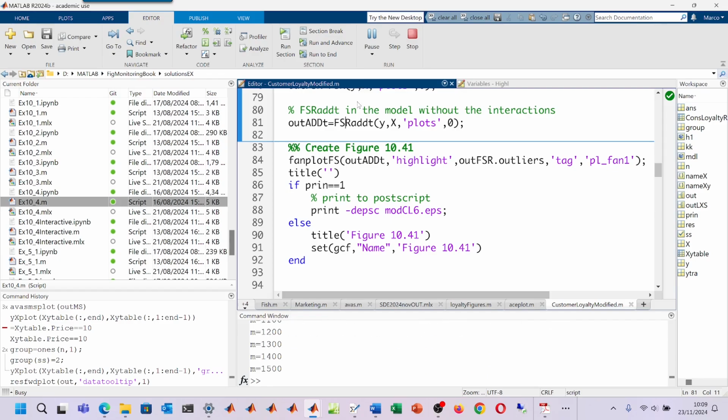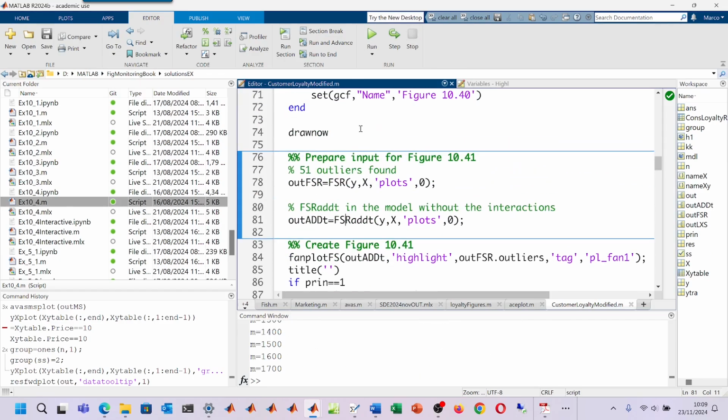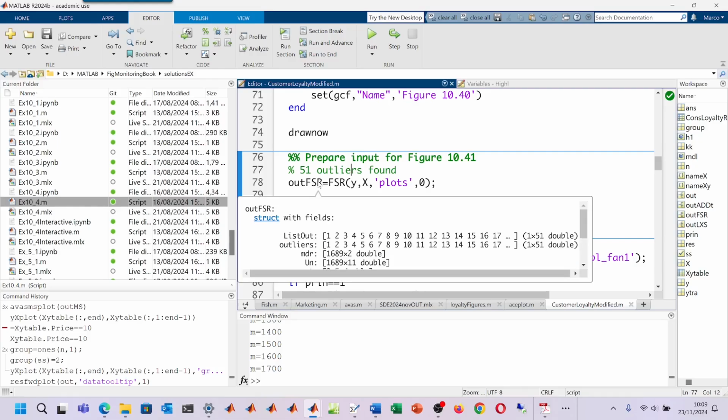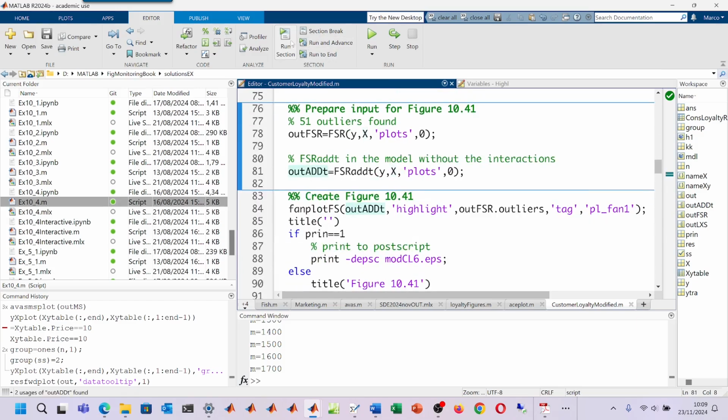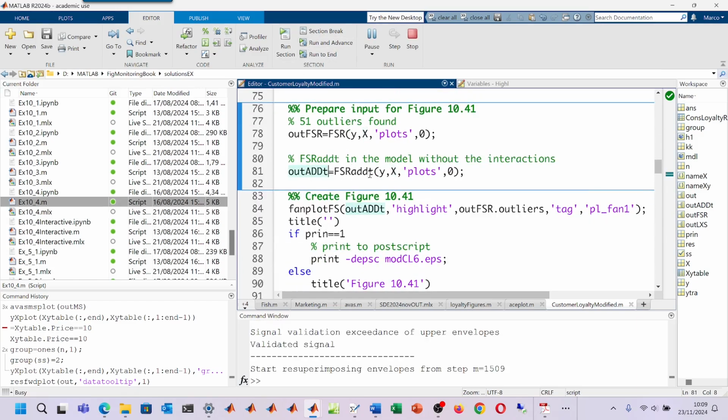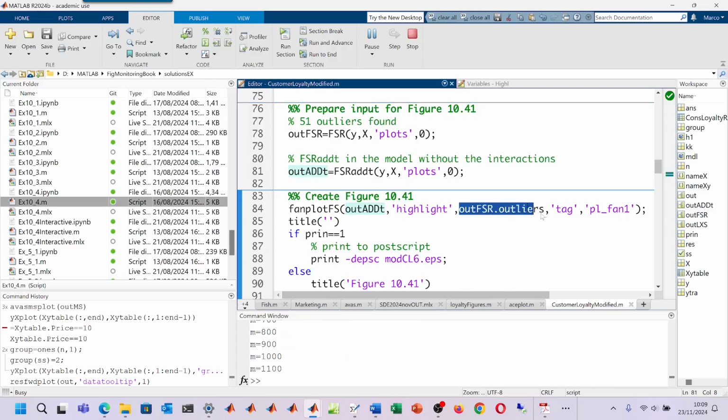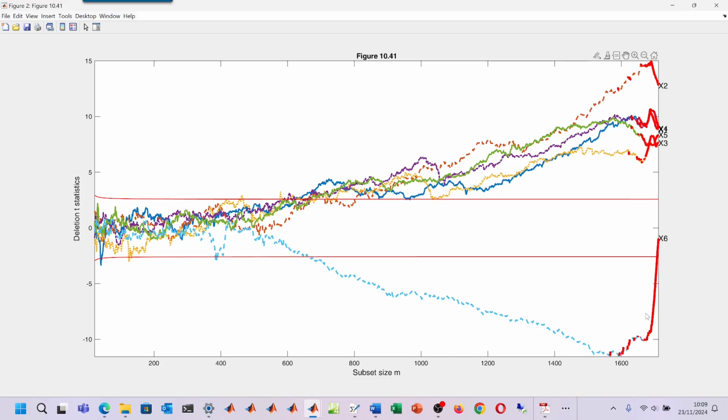We now move to the added variable plots. With the automatic procedure we find the outliers, and find 51 outliers, and we call our routine for added variable plots, and then we highlight the units that have been declared as outliers.